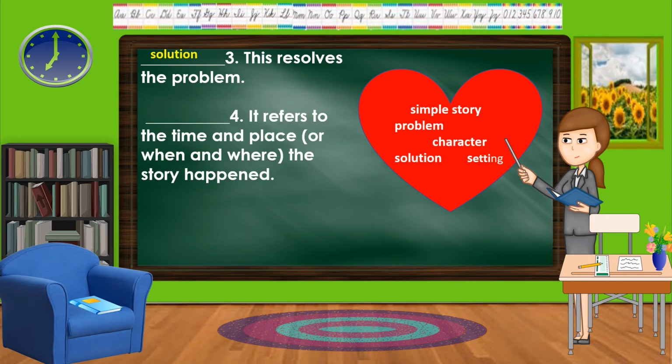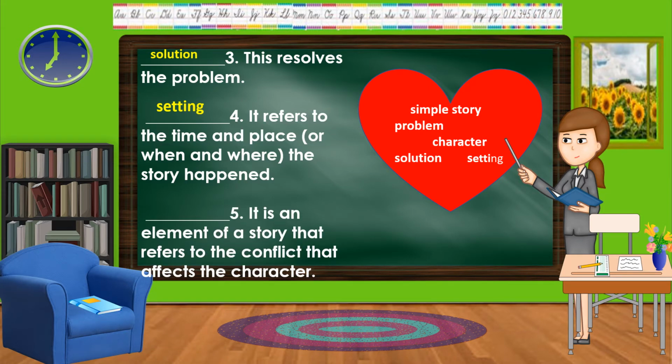Number 4. It refers to the time and place or when and where the story happened. The answer is setting. Number 5. It is an element of a story that refers to the conflict that affects the character. The answer is problem.